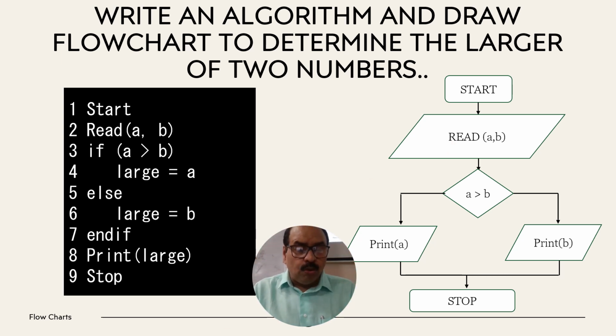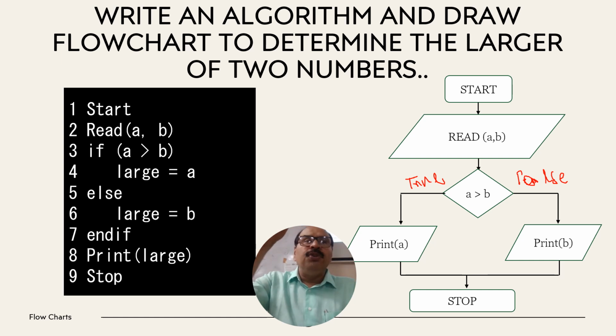If this is true, then it will print A. If this is false, it will print B. I forgot to write true and false here. So you can write that if it is true, this statement will be executed. If it is false, this statement will be executed. And then you conclude the flowchart. So this is how you draw flowcharts.